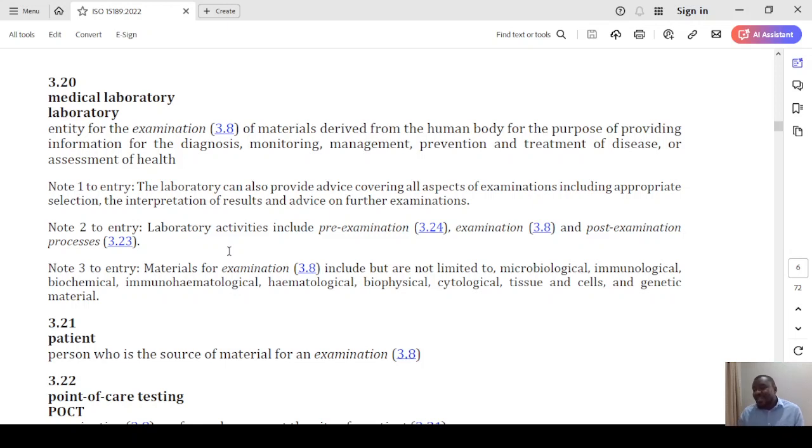And that research lab has a medical component and a veterinary component. That's what it is. So that means that if you are accrediting it, you can accredit the medical side using this standard and the veterinary side using the standard for veterinary.